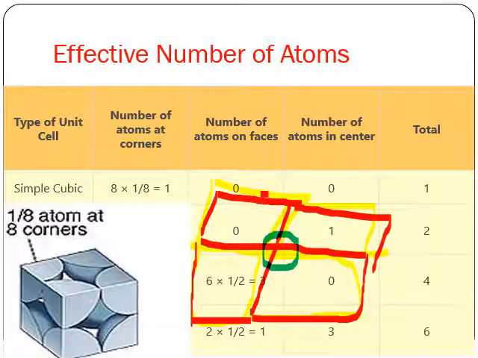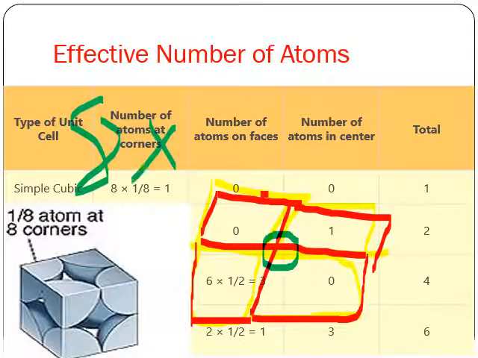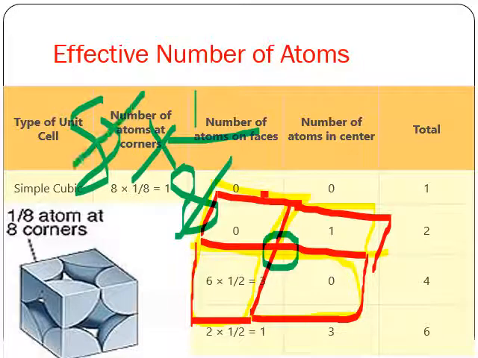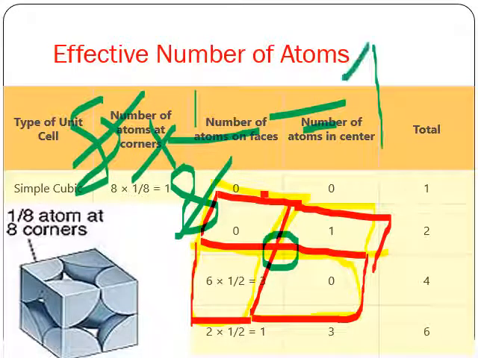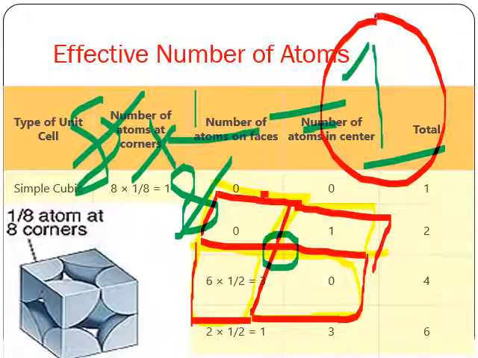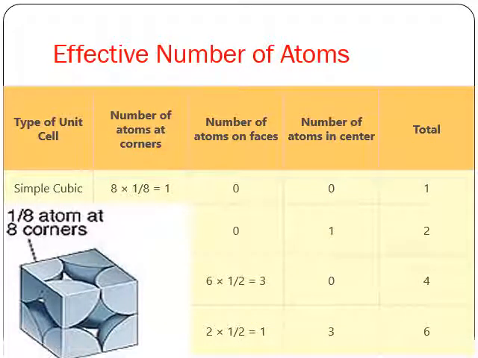So that is what we say: each corner atom is shared by 1 by 8. So 8 into 1 by 8. This 8 will get cancelled, and we are going to have only one atom. Ultimately, if you take the simple cubic structure as 1 unit cell, the effective number of atoms present in that unit cell is only 1. It's not 8. Understood. That is what we have given here: 8 into 1 by 8 is equal to 1. There are no atoms at the face and no atoms at the center, so the total is 1.